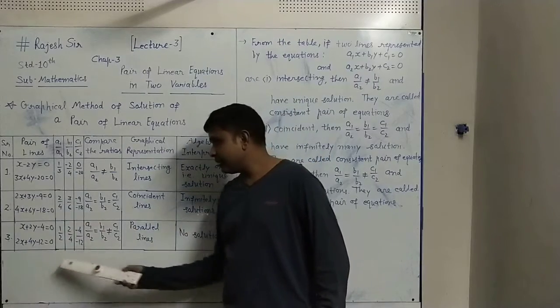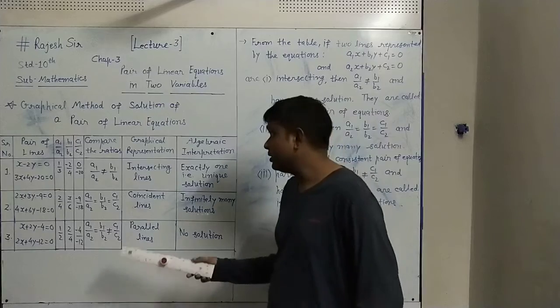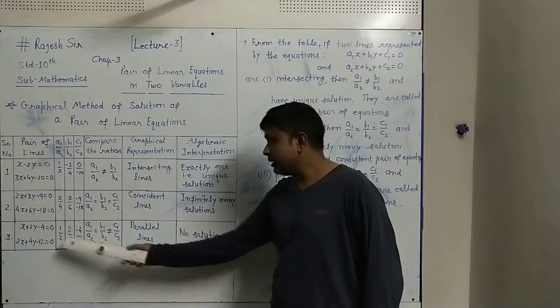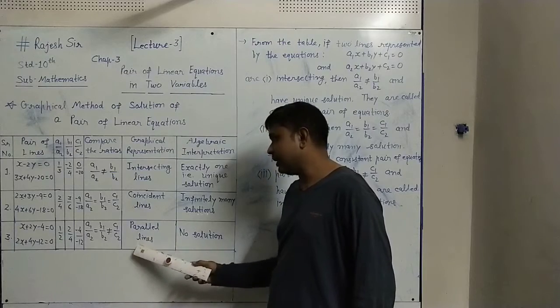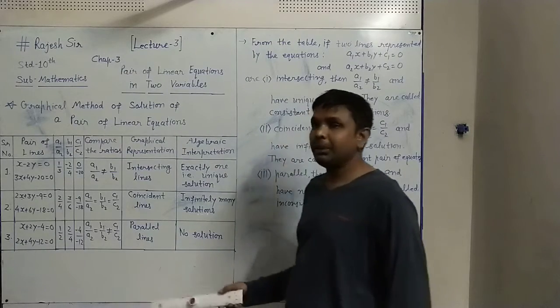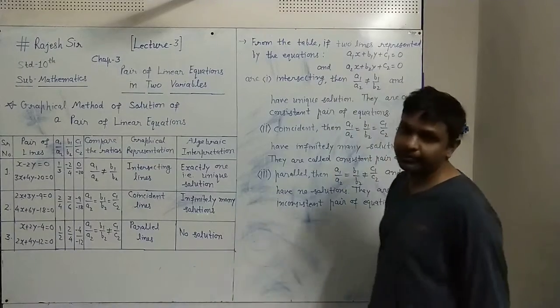So for this type of relation, when you compare the ratios and represent these two lines graphically on a graph, you will find that they are parallel lines. And if they are parallel lines, they will not intersect each other. So there will be no solution.